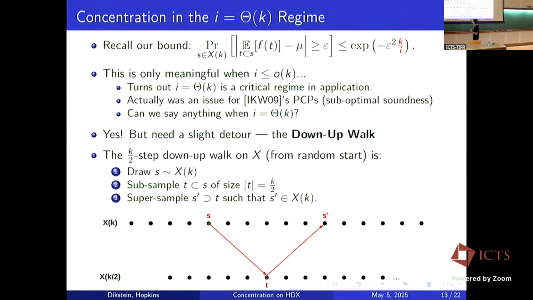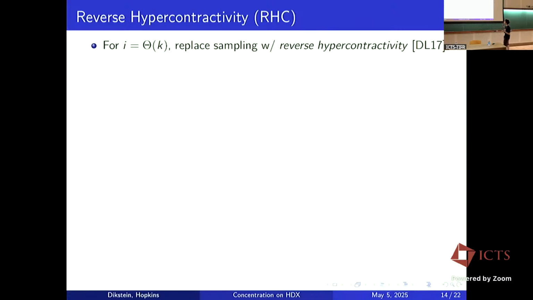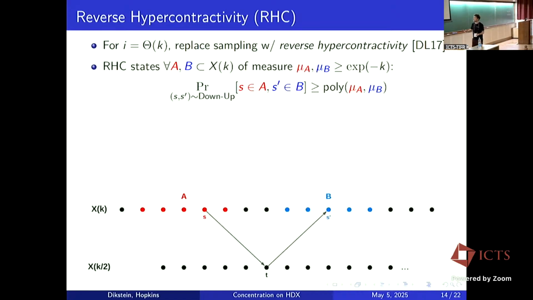So it turns out that studying this will be the answer to this I equals theta k case. In particular, the idea, which is due to Dinur and Livni-Navon, is a really beautiful idea, to replace sampling with what's called reverse hypercontractivity. Some people call it a small set mixing type inequality. It's really a statement about connectivity in the down-up walk. It says the following. Take any subsets A and B of the hyperedges.